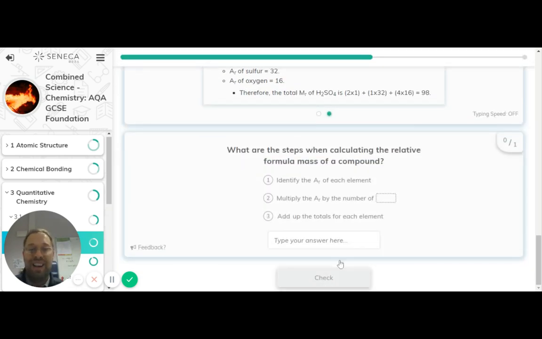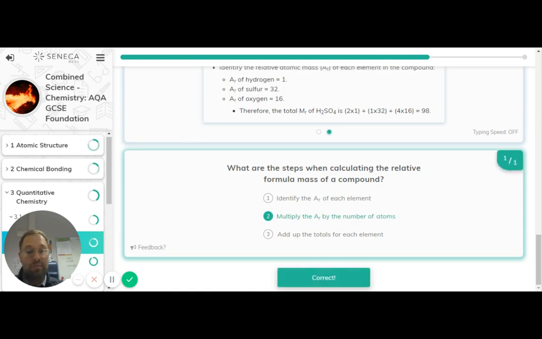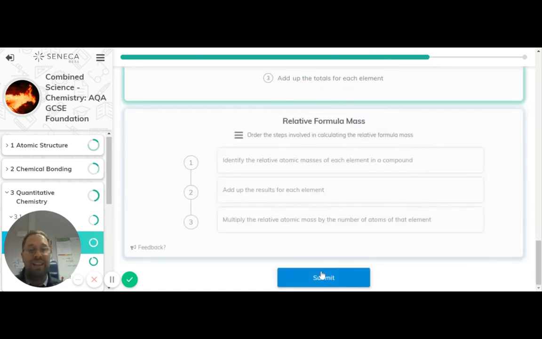What are the steps when calculating the relative formula mass of a compound? So these are the things I need to do. Firstly, identify the relative atomic mass of each element, then multiply the relative atomic mass by the number of, I'm going to guess, atoms in that one there. So next bit, then we need to put how to calculate the relative formula mass in order.